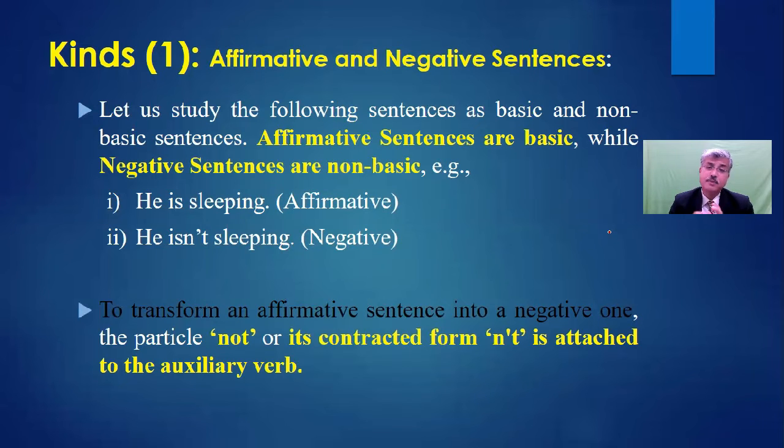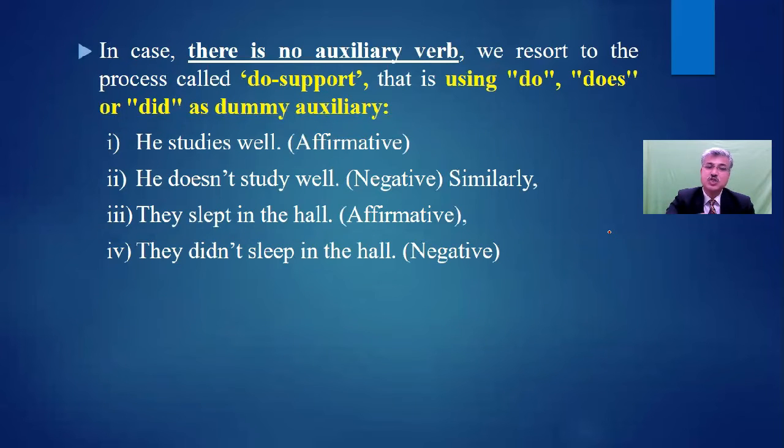To transform an affirmative sentence into a negative one, the particle not or its contracted form n't is attached to the auxiliary verb. I repeat, my dear learners, to transform an affirmative sentence into a negative sentence, we use the particle not or its contracted short form n't, which is attached to the auxiliary verb. If there is no auxiliary verb, then we resort to the process called do support. We take the help of do, does, or did as a dummy auxiliary. Do and does are used for present tense, and did is used for past tense.